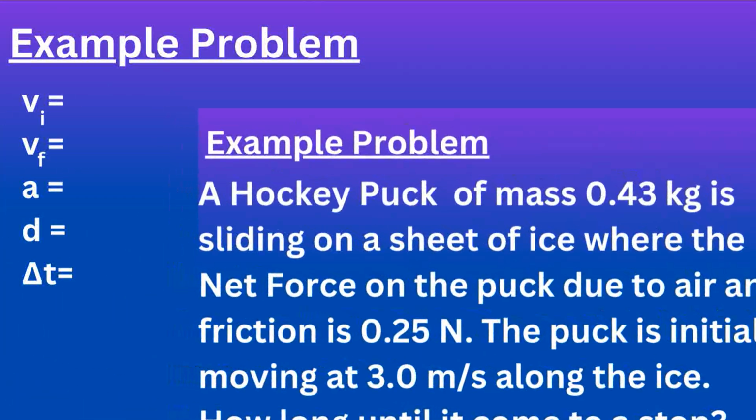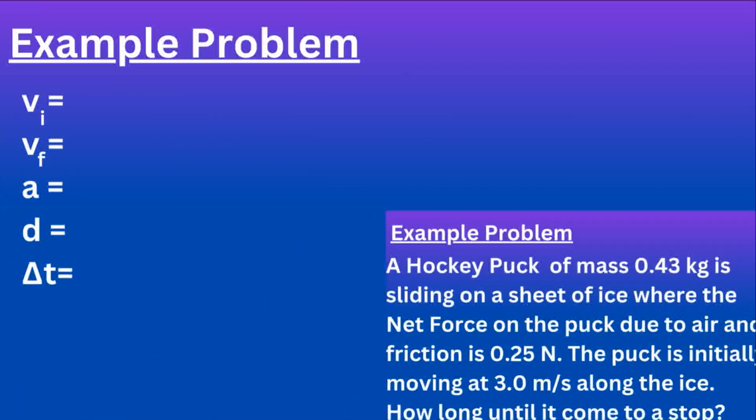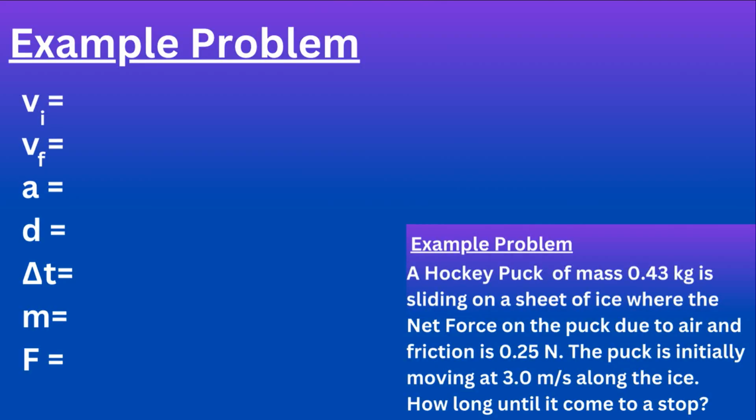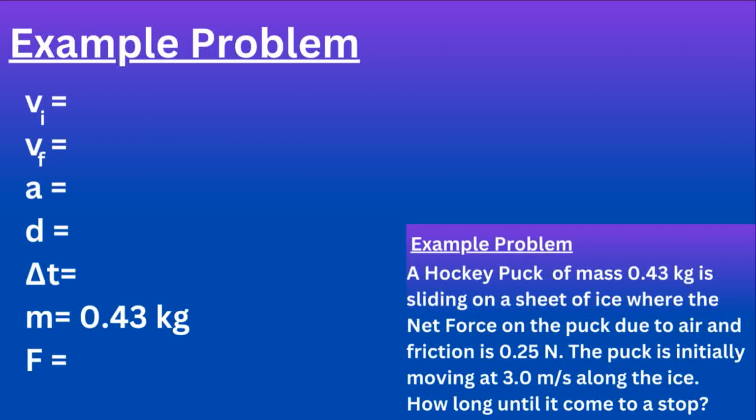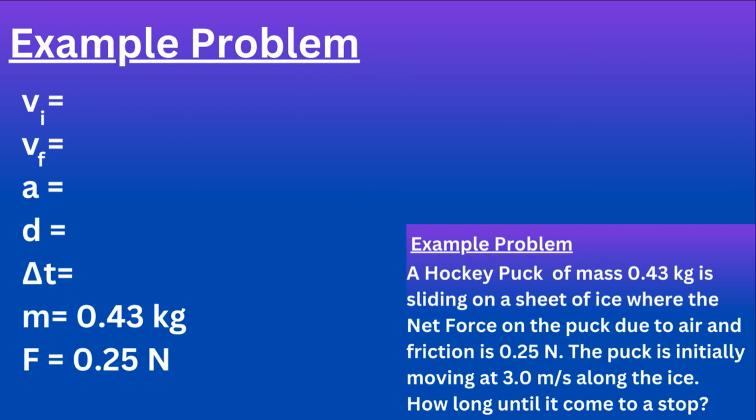Now, writing down information that the problem gave us, we have the mass, which isn't one of the 5 variables, but it's a very common one that it'll give you, as well as force. So the mass is 0.43 kilograms, and the force that it tells you is 0.25 newtons. But keep in mind that since it's a friction force, that's going to be a negative 0.25 newtons, as long as we're also seeing the speed that it's giving us, 3.0 meters per second, as the positive direction.